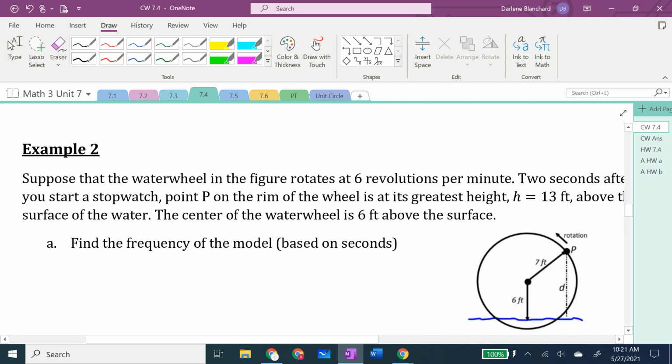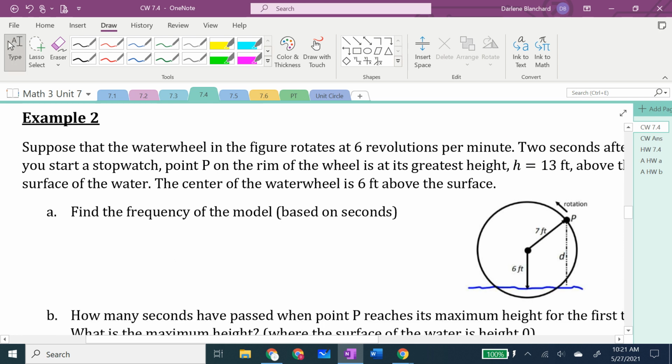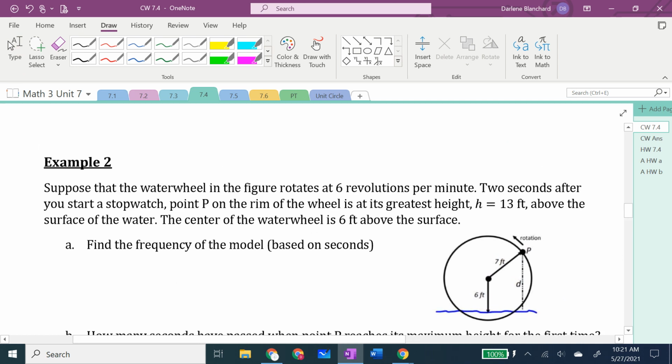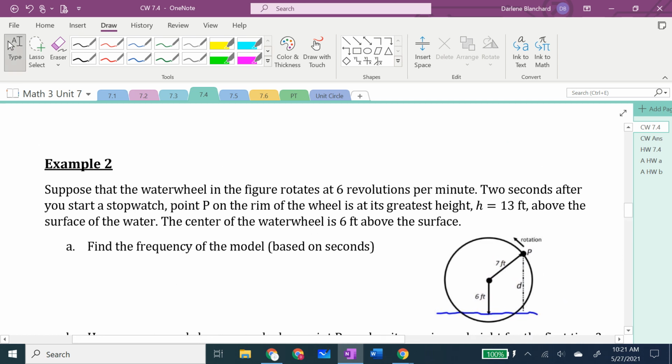So, example 2. If you've heard about the Ferris wheel, this is pretty similar to that as far as what we're doing with this. So let's take a look. Read the problem. Suppose that the water wheel in the figure rotates at 6 revolutions per minute.